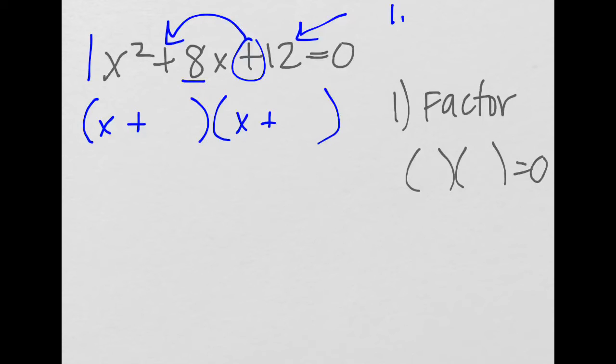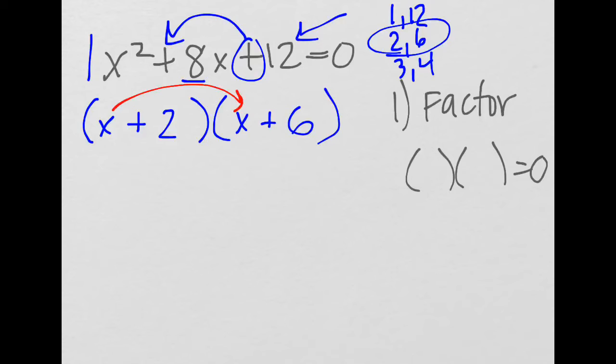So the factors of 12 are 1 and 12. I could have 2 and 6. I could have 3 and 4. Do any of these get me to 8 pretty easily? Well, 2 plus 6 gets me to 8. So if I had x plus 2 times x plus 6, that should get me there. Let's just try it out. You can always multiply through to check.